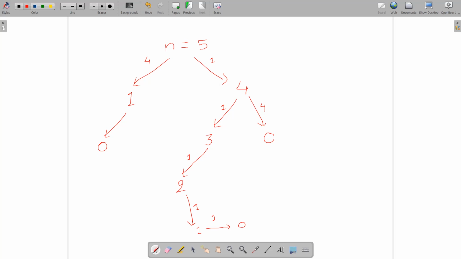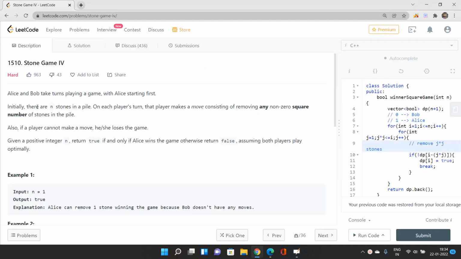Alice will choose, then Bob will choose, and so on. But at the step for n equal to 5, we need to find which player will win for n equal to 5. Now if you focus on one thing, Alice will always start the game.